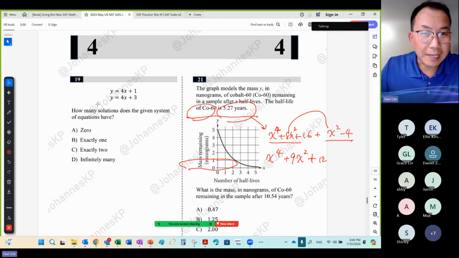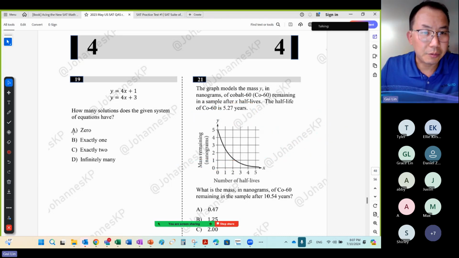All right, let's move on to 19. It's two linear lines, right? You can see the slope is the same but the intercept is different. So these are actually parallel to each other, right? How many solutions does the given system of equations have? You can see this is parallel, so there will be no solutions. This means no intersection between them. So it will be 0. Okay. All right.